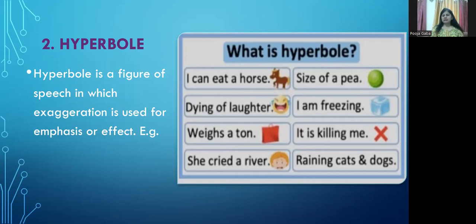See the next example: dying of laughter. When we laugh too much at something, we normally use the phrase dying of laughter. Nobody dies of laughing, but we exaggerate that I laughed so much that I was almost about to die of laughter. So these are certain words or phrases we use for exaggerating things. That figure of speech is called hyperbole. Now see the next one.